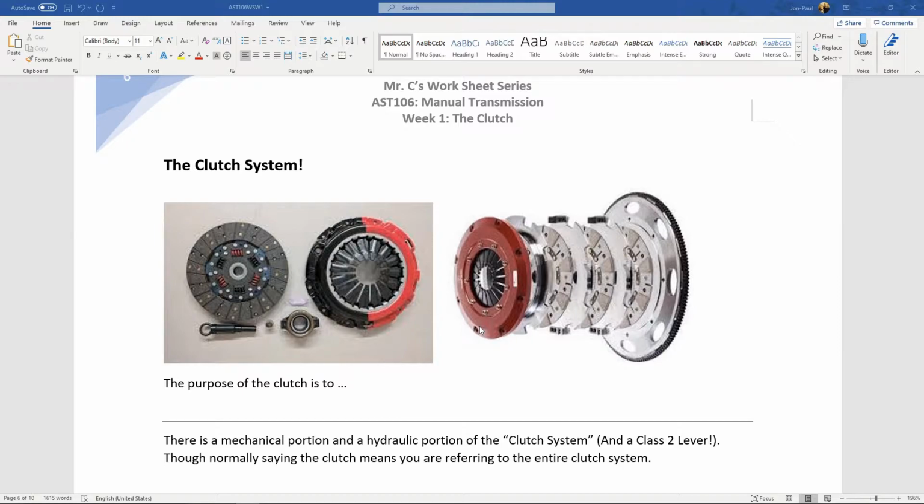Anyway, back to the clutch. The reason I've gathered you all here today. So, the clutch serves one main purpose. Who can tell me what it is? Why does the car have to have a clutch?